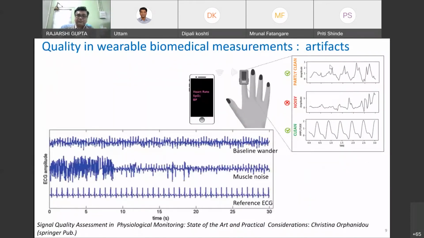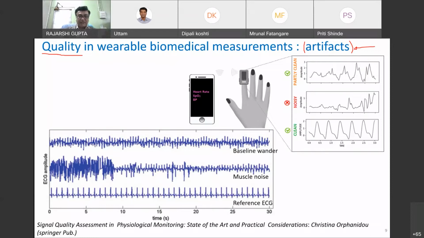Okay. With this basic introduction, let us talk about quality. What is quality in wearable biomedical measurements? Most quality issues are induced by what are called artifacts. In the case of an ECG signal, we have six to seven types of artifacts, for example muscle noise, baseline wander, electrode pop or contact noise, respiration, and power line interference.